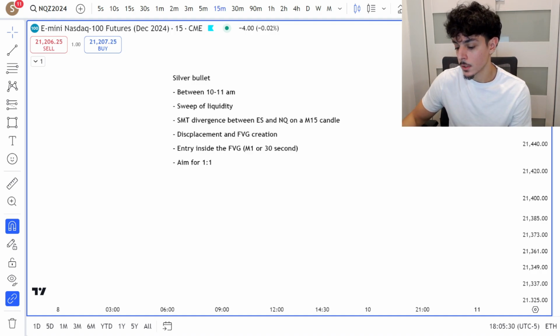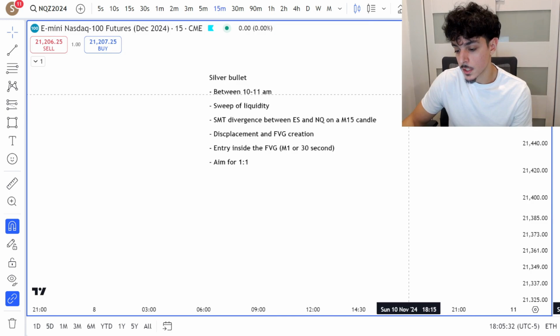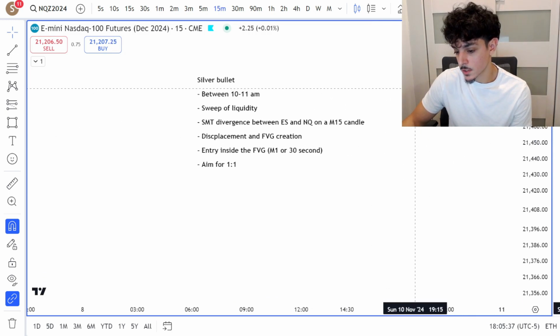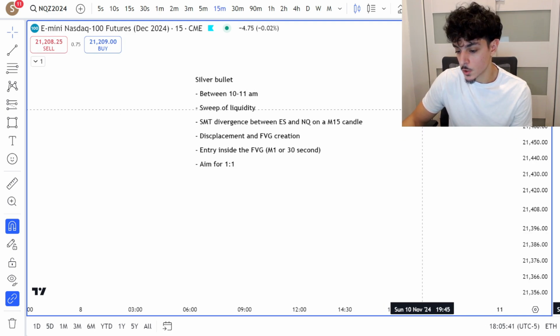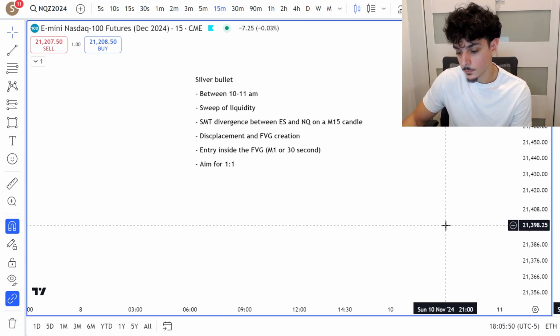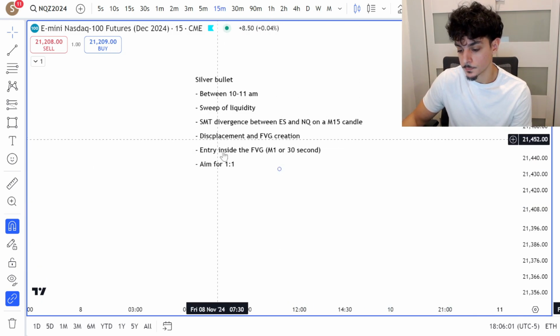So first off, you need to trade between 10 and 11 a.m. Okay, super important because it's the next 4-hour open. You will understand later. Then you also need a sweep of liquidity, so a sweep of a high or a low. You need to see an SMT divergence between ES and NQ on a 15-minute high or low. Then you need displacement and a fair value gap creation, and you want to be entering inside the fair value gap on the M1 or the 30-second, and you want to aim for a 1-to-1.